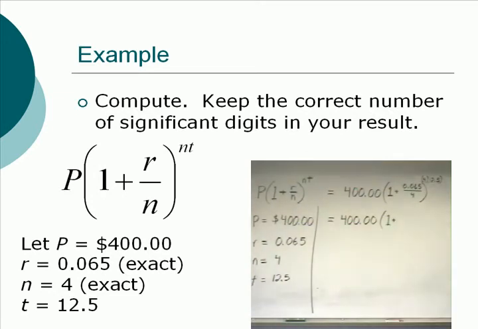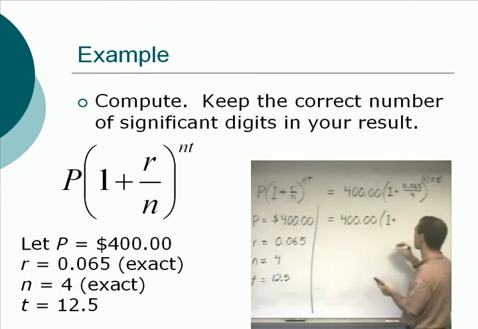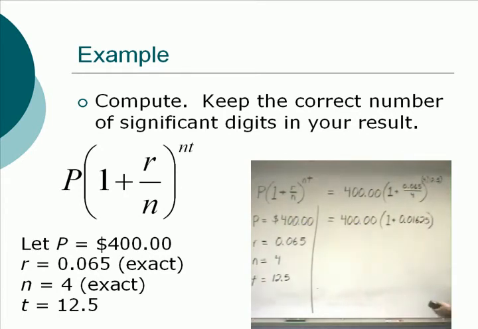So we need to do that division inside of the parentheses first. 0.065 divided by 4. Those are both exact values, so we're going to keep all the significant digits that our calculator reports. 0.01625. Now, what will our exponent on that be with the correct number of significant digits?